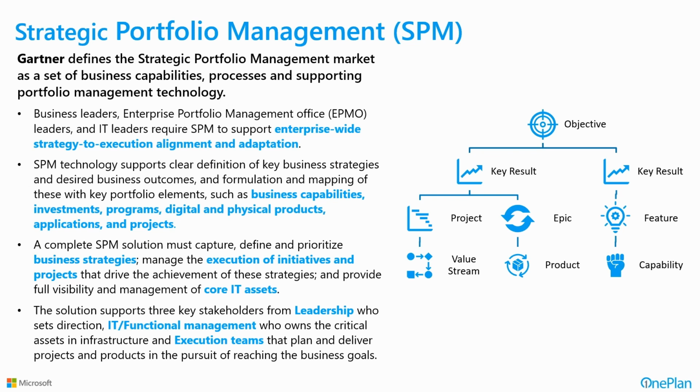So a complete SPM, or strategic portfolio management solution, should have our business strategies that have been defined, and the execution of the initiatives and the projects that are aligning with those strategies and factoring in the core assets of the organization. The key stakeholders are the leadership who set that direction and strategy. We have our IT and functional management who own the critical assets and the infrastructure that support getting to those strategies and executing. And then there are the execution teams on the projects and the portfolio management that will have to deliver on those things and make sure that we achieve those goals.